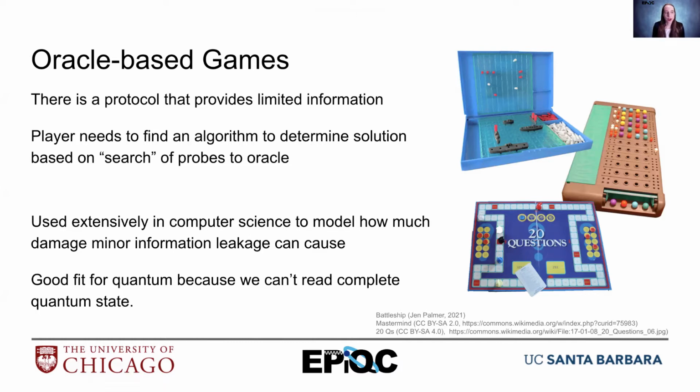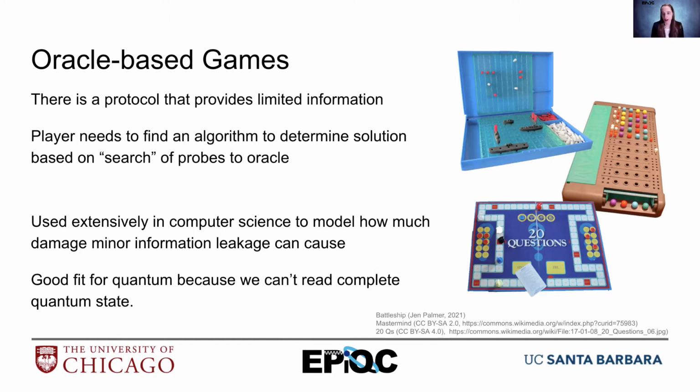And these are defined by having a protocol that provides limited information, in which the player needs to find an algorithm to determine the solution based on some decisions on what question to ask next of that oracle, based on information from a previous one. For example, Battleship, right? All you get to say is a location, and all you hear back is hit or miss. You don't find out how close you were, only hit or miss, and you don't know what type of ship you've hit if you've hit it.